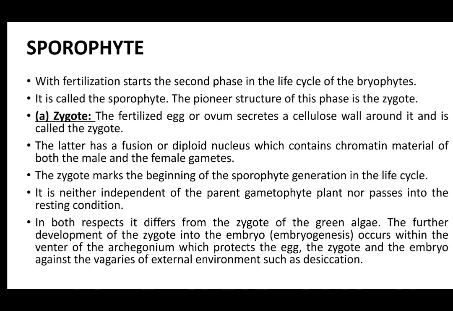After the fusion, or fertilization, the second phase of the life cycle starts. That is the sporophytic phase, called the sporophyte. The pioneer structure of this phase is the zygote, the first diploid structure. The fertilized egg or ovum secretes a cellulose wall around it and is called the zygote. This zygote is the first structure of the sporophyte.